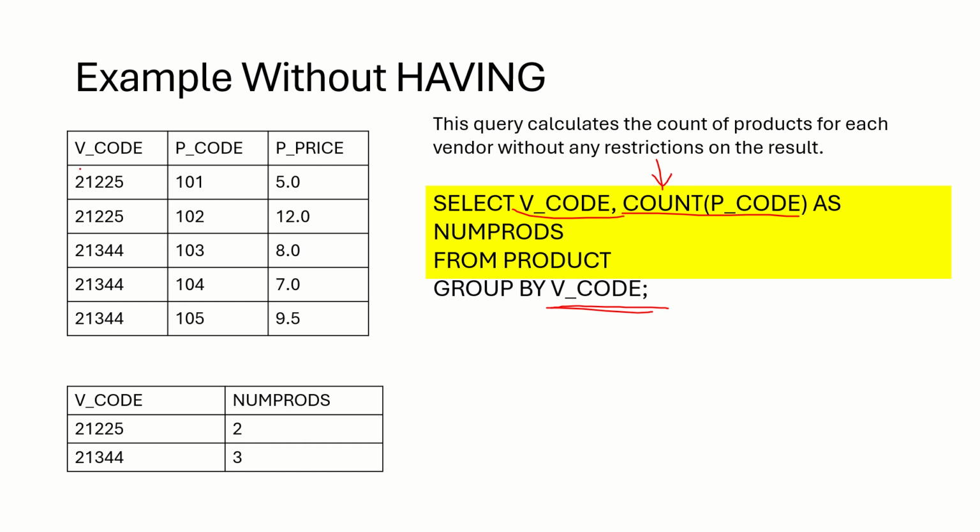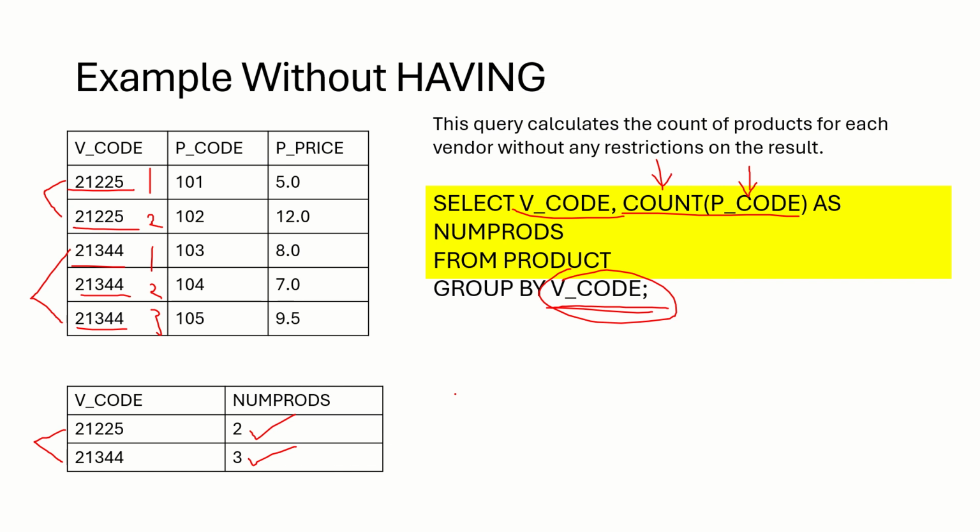We find out right here we have two groups of the P code. One is 21225, another group is 21344. Based on this, we have these two groups. Now we're trying to count how many numbers each group has. Right here, 1, 2, so this returns 2. 1, 2, 3, this returns 3. So that's correct.